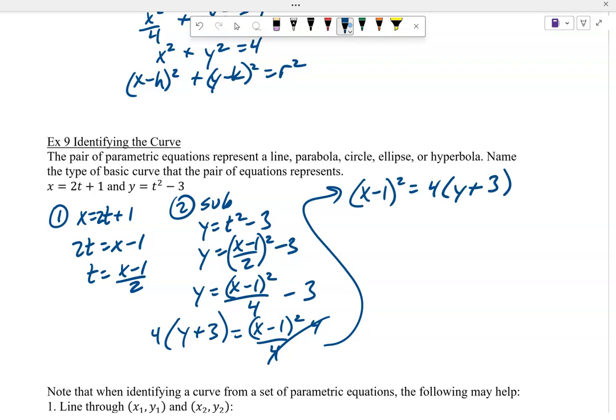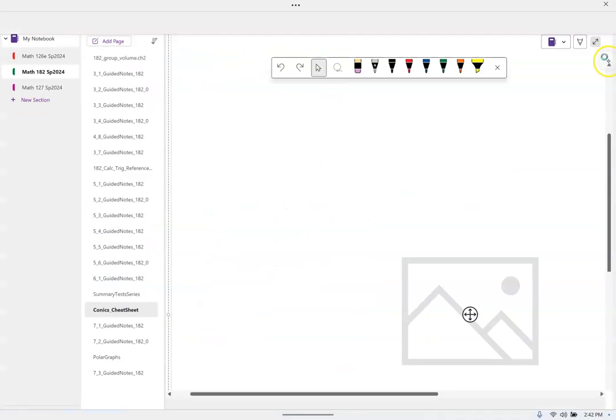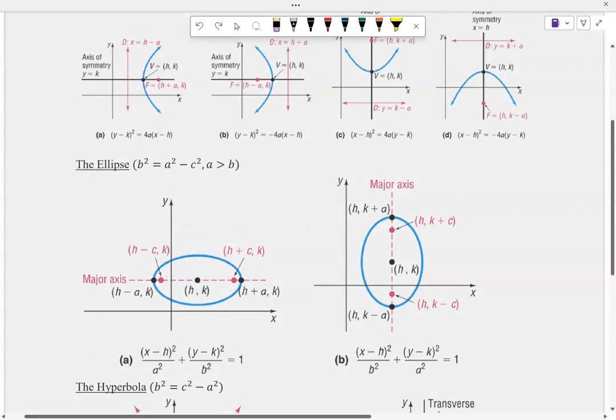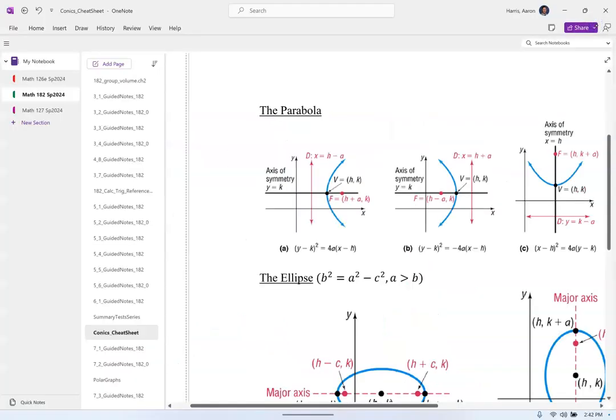So if I look on my conic sheets, if only the x or the y is being squared, the x is being squared in this case. Here, let me pull up my conics sheet. Then I know that this thing is a parabola, and the x is being squared, right? So this thing will open up or down based on if it's positive or negative. So let's go back here.